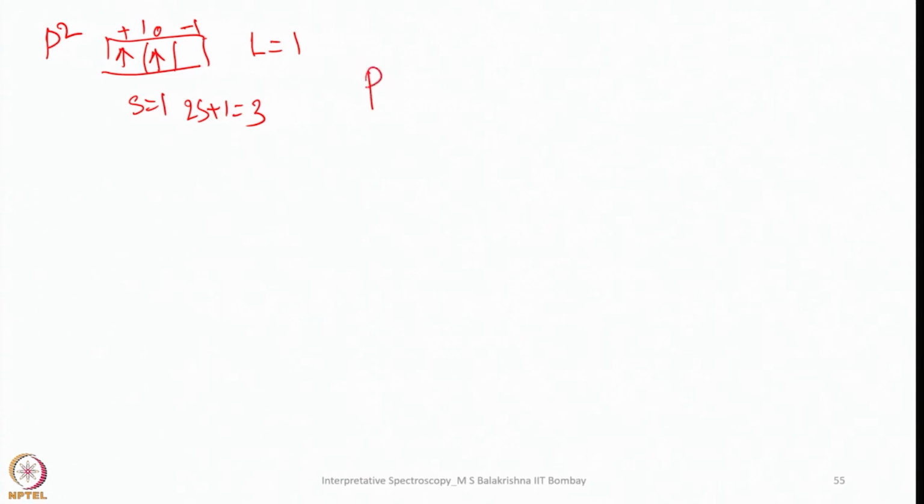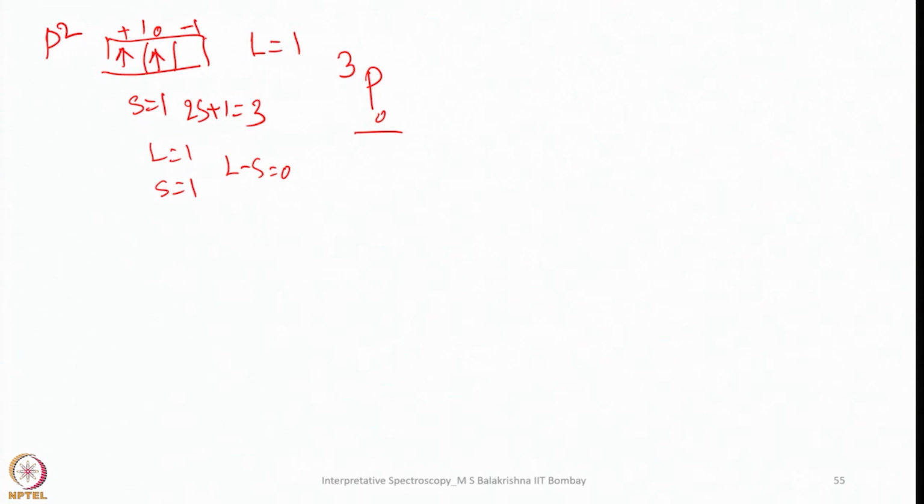P2 here, S equals 1, therefore 2S plus 1 equals 3, and L equals 1, therefore P. This will be P3. Here it is less than half filled, L equals 1 and S equals 1, so L minus S equals 0. So this will be the ground state term symbol for P2. In this fashion, you should be able to calculate.